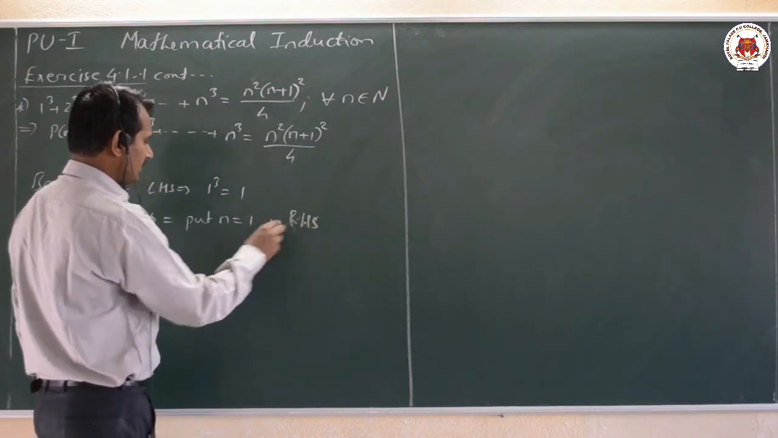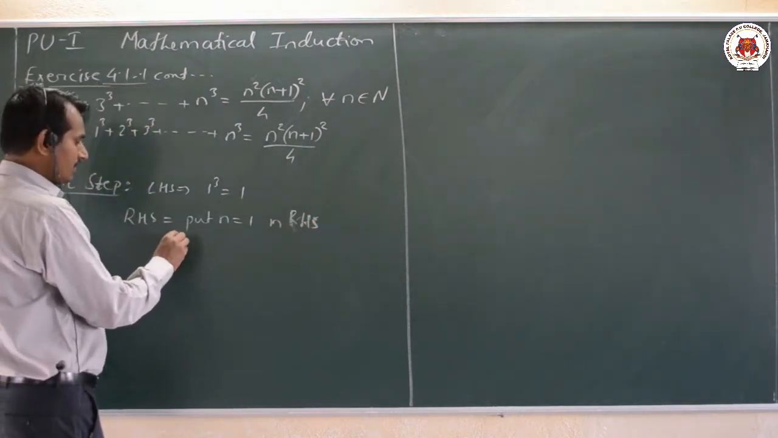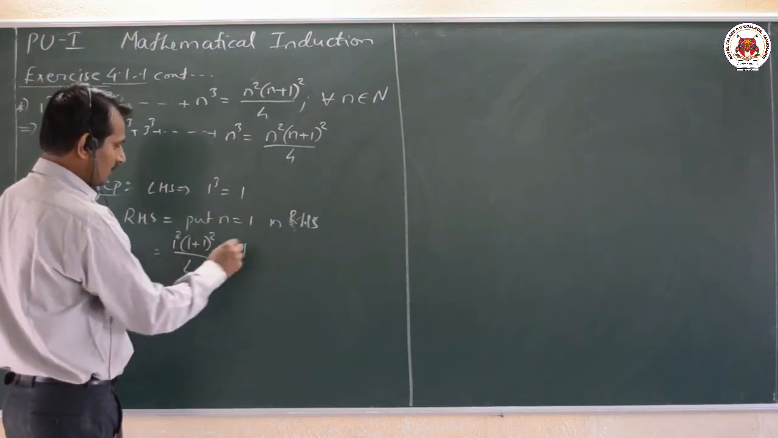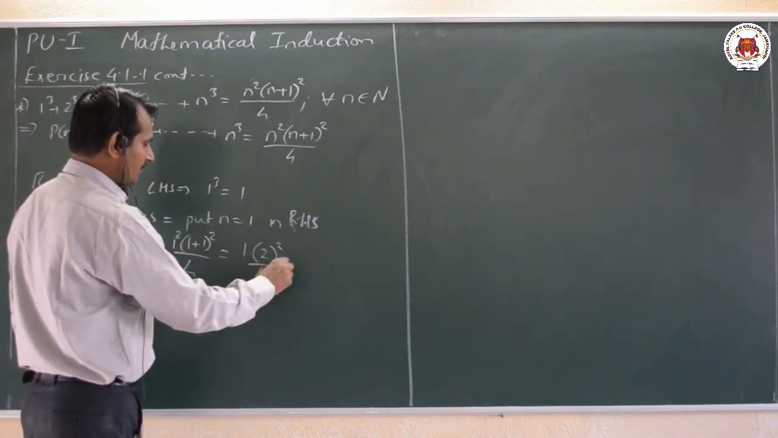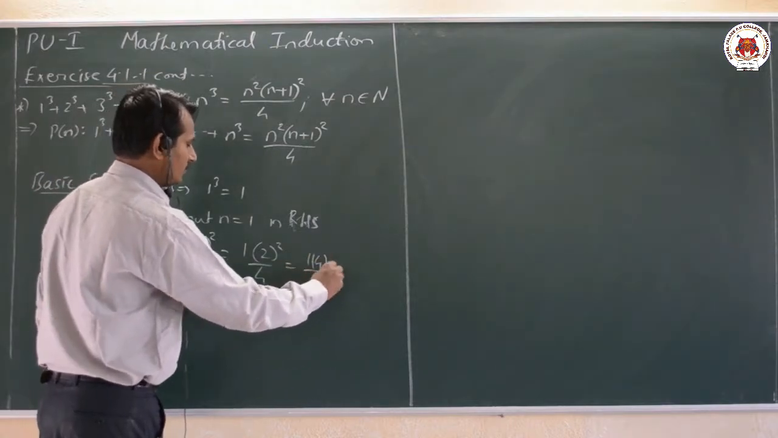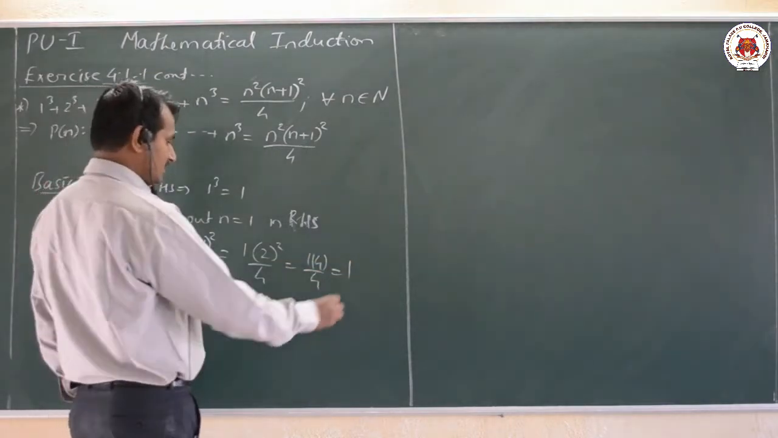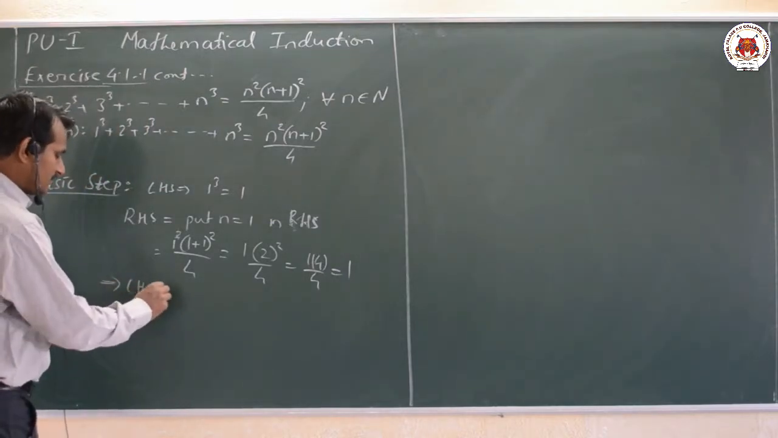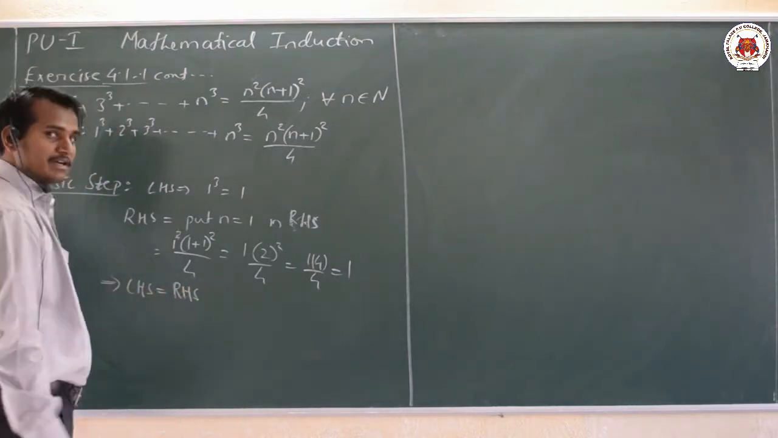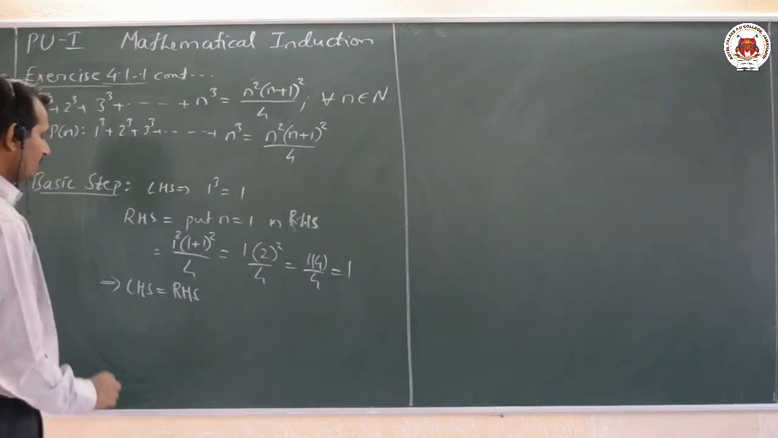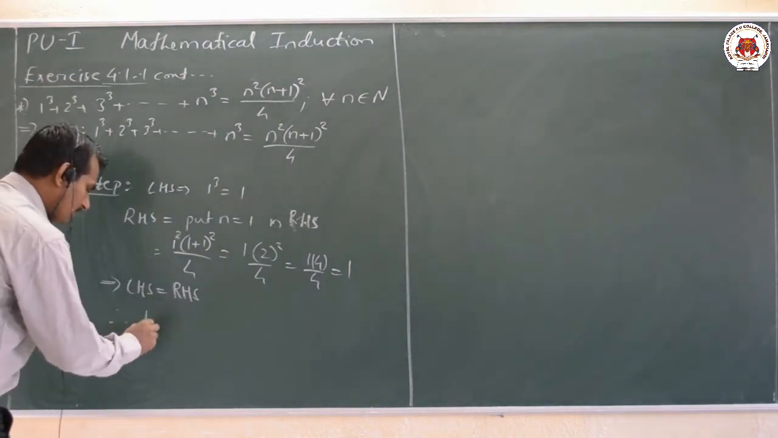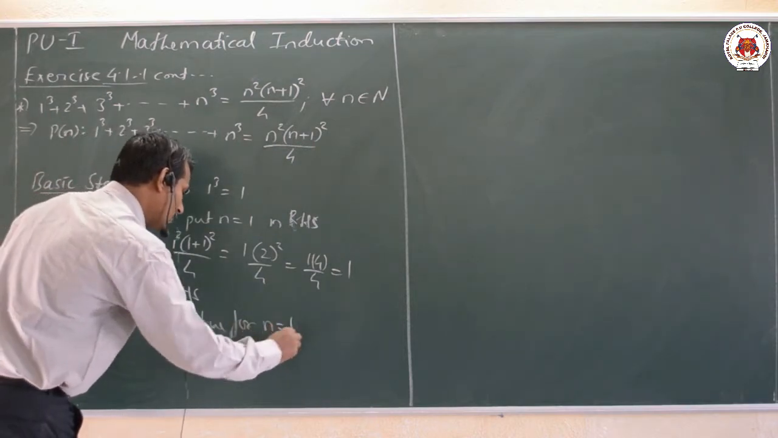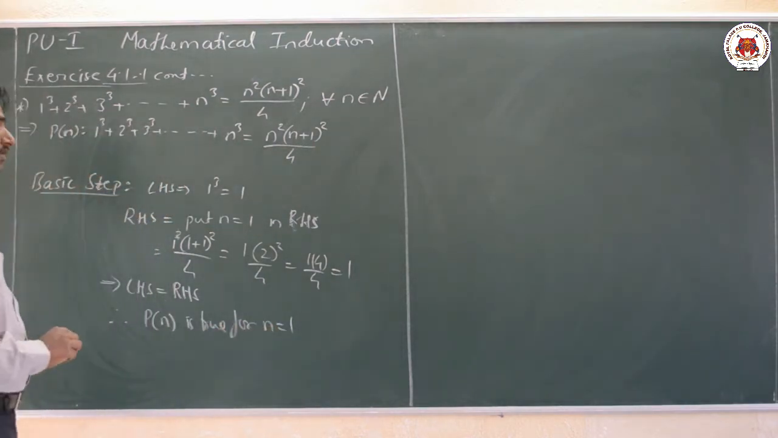So what we get here is 1 square into 1 plus 1 whole square divided by 4. That is 1 square is 1, 2 square is 4, so 1 into 4 divided by 4, the value will be 1, and that itself is the RHS. Therefore the LHS part equals the RHS part. Therefore we can conclude that P of n is true for n is equal to 1.